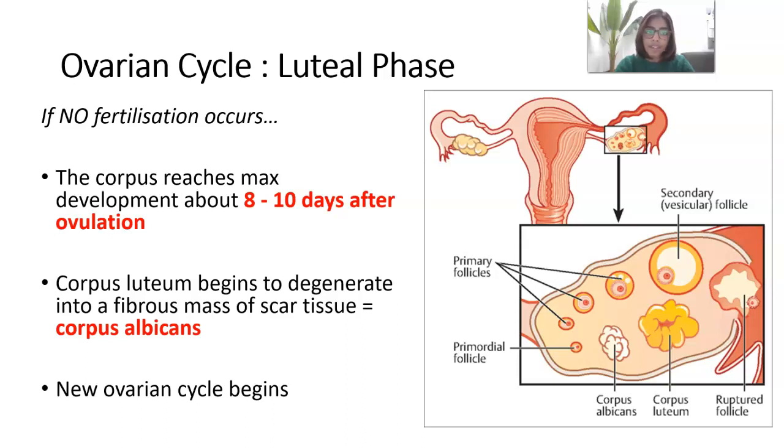So remembering that the ovarian cycle only occurs if fertilization does not take place, so let's assume that fertilization has not happened. At about 8 to 10 days after ovulation, so about day 22-24, there isn't anything to support the corpus luteum maintaining its structure, and it starts to degenerate into this other structure called the corpus albicans, and that's because it's whiter in colour. Now once the corpus albicans starts to form, it will start to degenerate and a new cycle will begin.